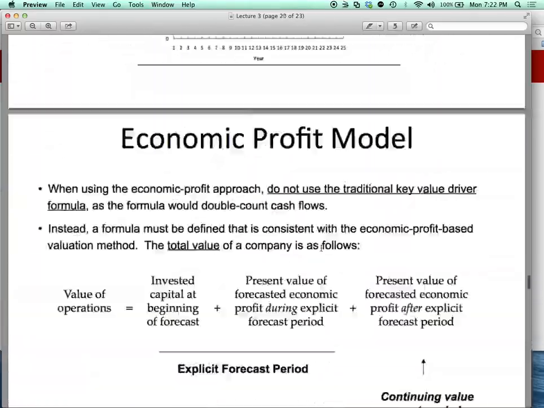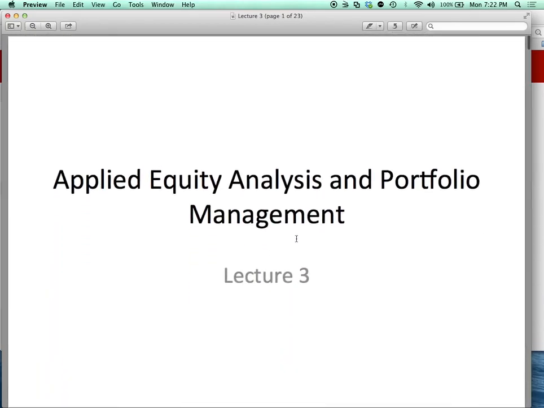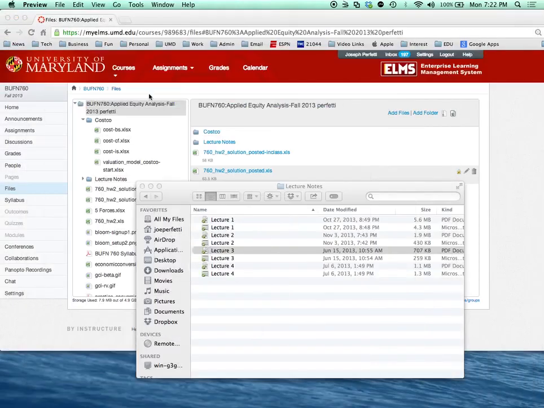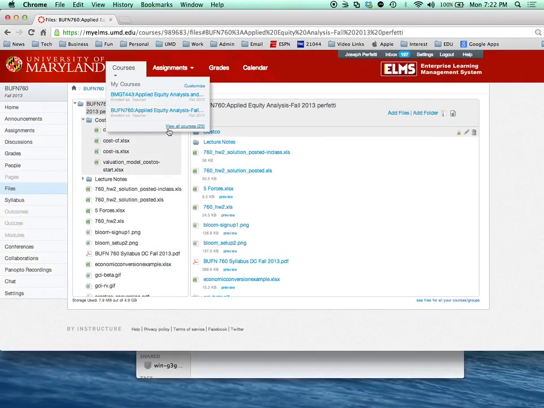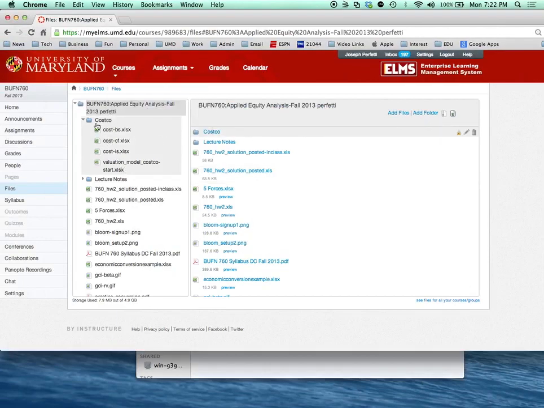All right. Now, what we're going to do, in the interest of time, is we're going to take a break so you can download and set up this file. But on Canvas, I put into the files folder a folder called Costco. And I put in a file called Valuation Model Costco Start.